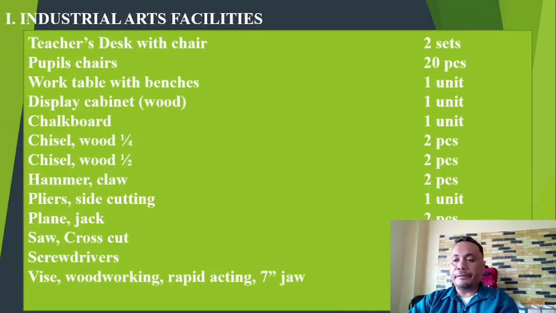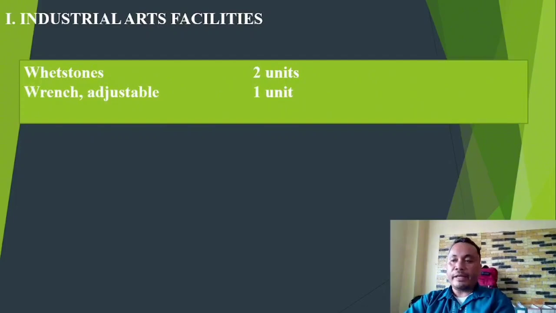Okay, we have here teacher's desk with chair, 2 ka set, pupils chairs, 20 ka buok, work table with benches, isa ka buok. Display cabinet, chalkboard, chisel, wood, one fourth, then chisel, wood, one half, hammer, claw, pliers, side cutting, plane, jack, saw, crosscut, screwdrivers, vise, woodworking, rapid acting, and seven jaw. Okay, so another is whetstones, wrench, adjustable.